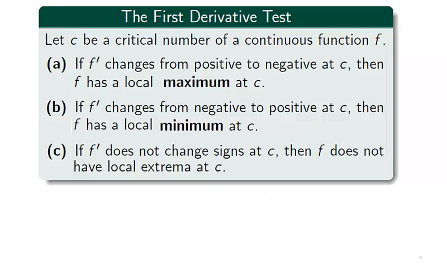In the same way, at a critical point, if the values to the left have a negative derivative, while the values to the right have a positive derivative, then the point is a local minimum. That is, to the left the function is decreasing, but to the right the function is increasing. Therefore, the point is a local minimum. If at a critical point the derivative does not change signs, then the point is not a local extrema.